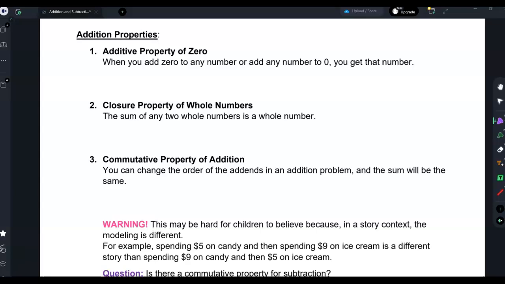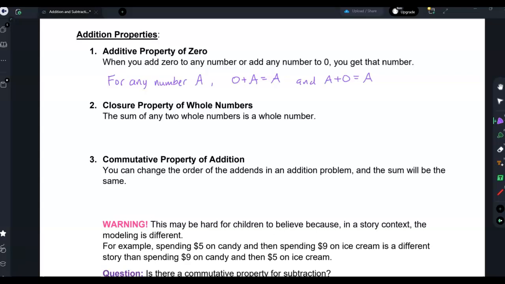So when you add zero to any number or you add any number to zero, you just get that number back. So in symbols, we could say for any number A, so A just represents any number, we could add zero to that, and that would still just give us A, or we could add zero to A. It doesn't matter the order we do that. And again, we just get A. So what's 4 plus 0? 4. What's 0 plus 18? 18.